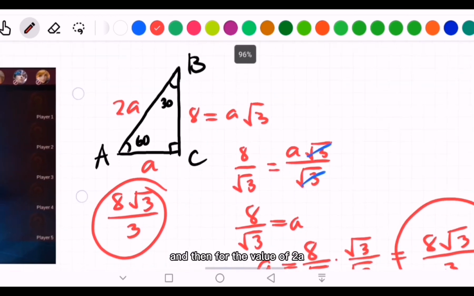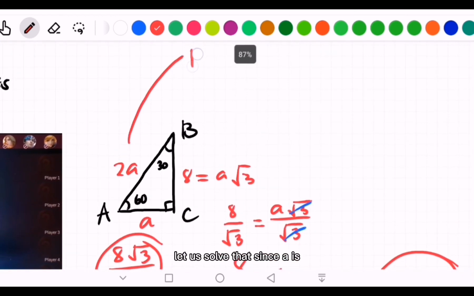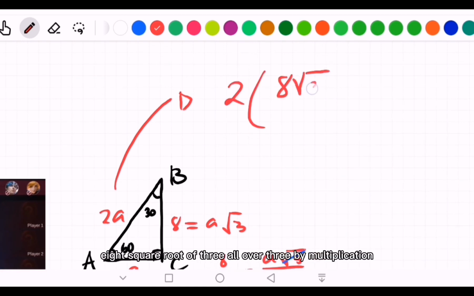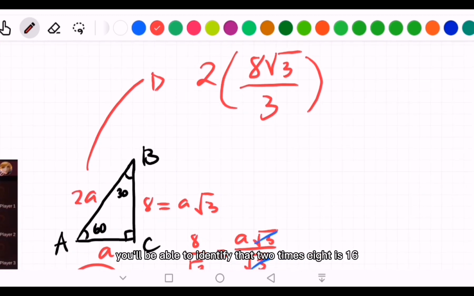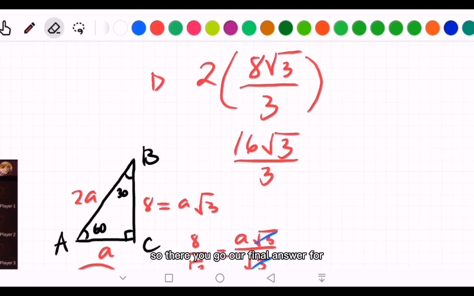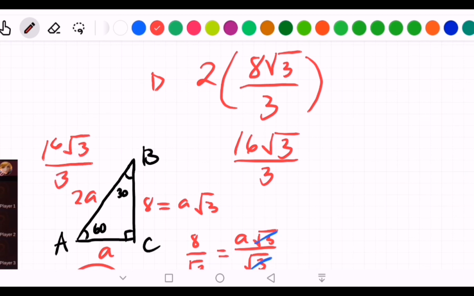And then for the value of 2A, let us solve that. Since A is 8 square root of 3 all over 3, by multiplication, we'll be able to identify that 2 times 8 is 16. So that is 16 square root of 3 all over 3. So there you go. Our final answer for the length of the hypotenuse is 16 square root of 3 all over 3.